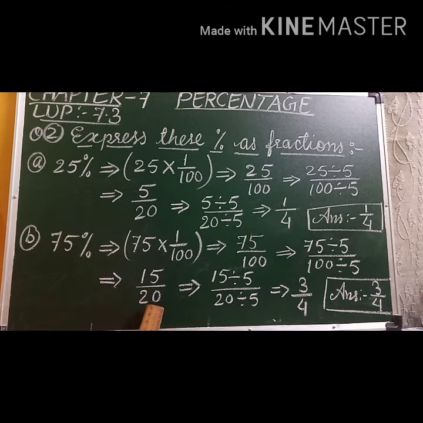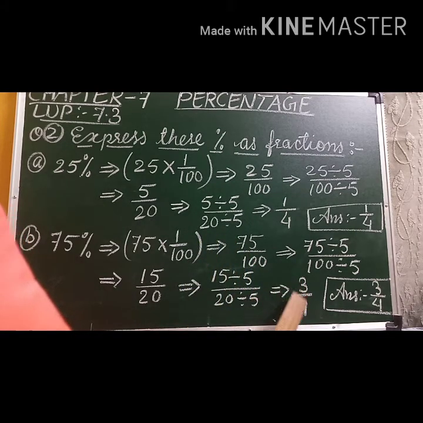This fraction is also divisible by 5. So we have to divide by 5 in the numerator as well as in the denominator. So 15 divided by 5, 3. 20 divided by 5, 4. So after simplification we are getting 3 by 4.